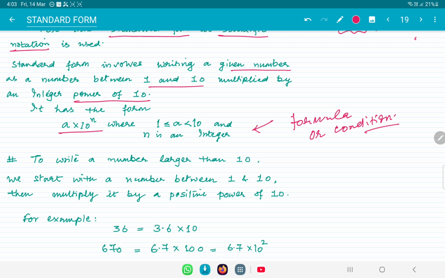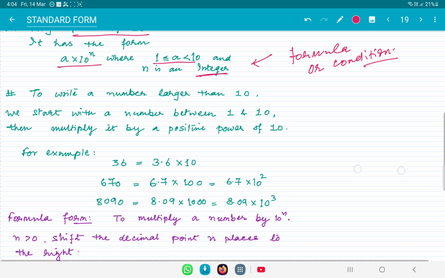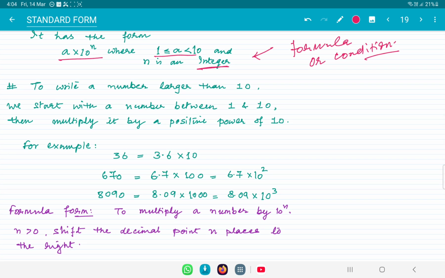The form is a multiplied by 10 raised to the power n, where a should be greater than or equal to 1 and less than 10, and n is an integer. n being an integer means it can be plus or minus 1, 2, 3, and 0 also. To write a number larger than 10, we start with a number between 1 and 10 and then multiply it by a positive power of 10.